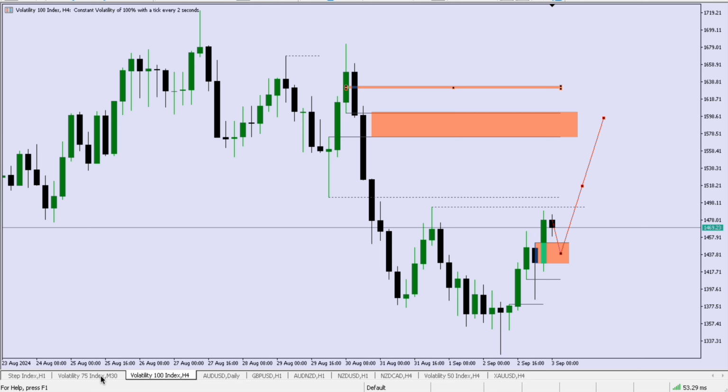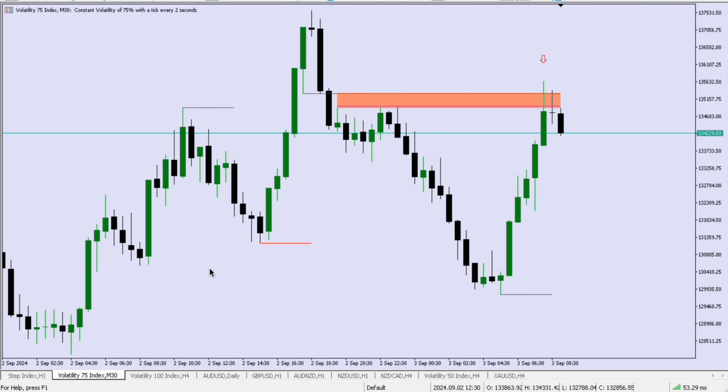So we have volatility 75 also. If we look here, it seems to be moving quicker than I anticipated. So we have buy side liquidity here, which has been collected, and then we have sell side liquidity here, and then we have a fair value gap at this level here. Okay, so basically what you're going to be targeting is this low here.